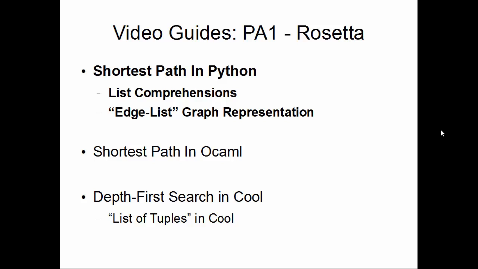This is Wes Weimer here with the first in a series of video walkthroughs to help you get started on the programming assignments. Programming assignment 1, the Rosetta Stone, asks you to write topological sort in a few different programming languages. In this guide, we're going to consider similar graph algorithms, like Dijkstra's shortest path algorithm, and implement them in Python and OCaml together. And for Python, I'm going to include list comprehensions and the implicit edge list graph representation to give this a bit of a functional flavor, since we also cover functional programming in class.